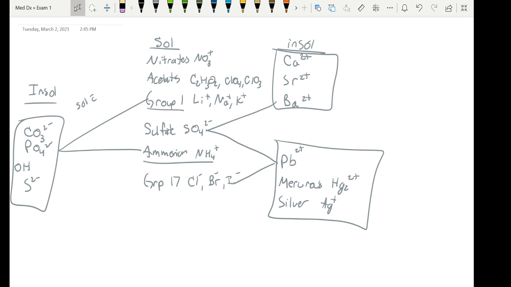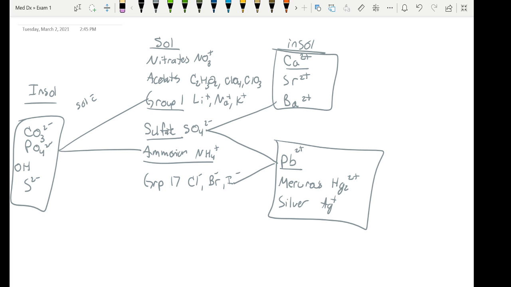So everything in the middle lane is soluble unless you mix calcium and sulfate together. So calcium sulfate is insoluble. Group 17: if you've got lead and chlorine together, you know that that's going to be insoluble. Or silver and bromide, those are going to be insoluble also.